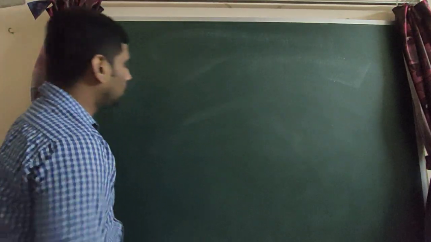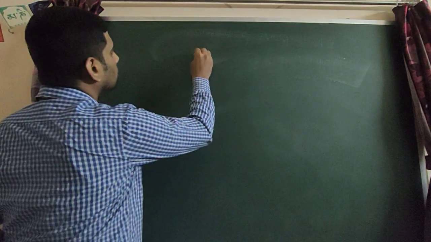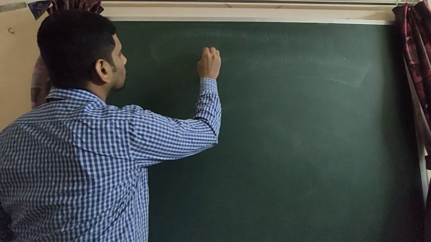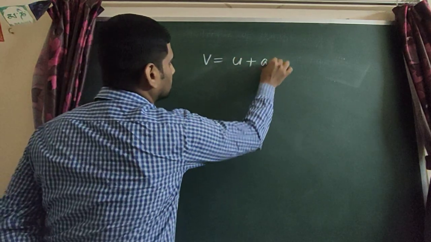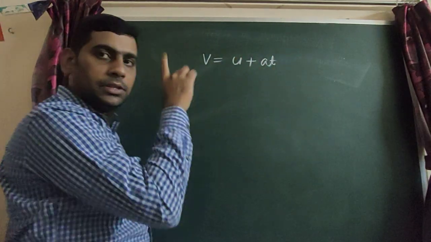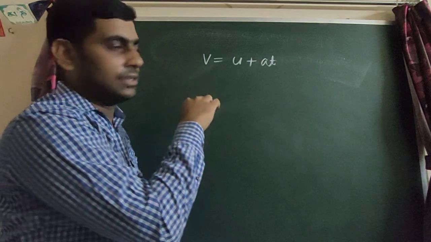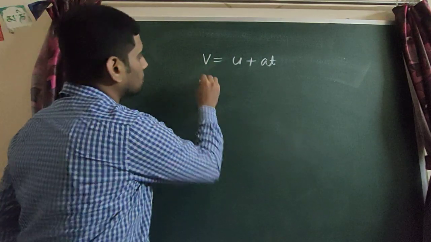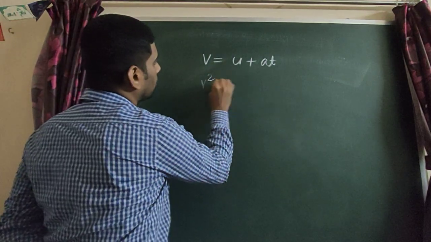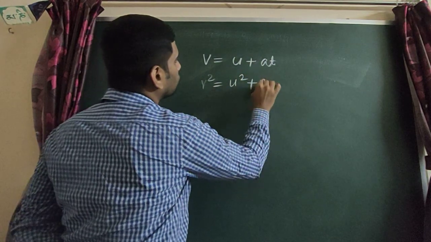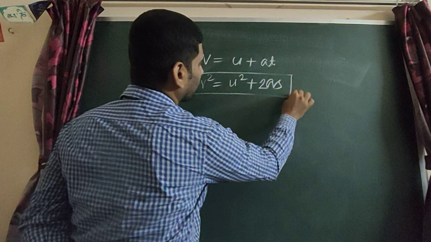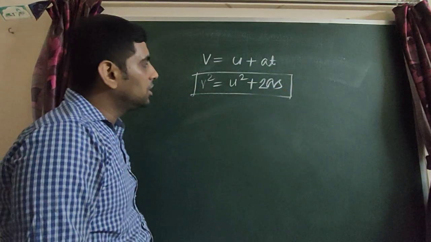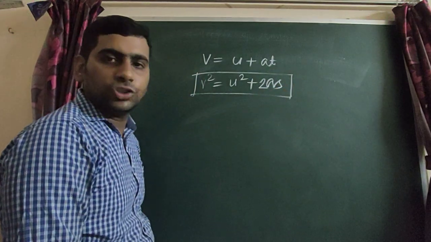Suppose any one equation you take, like V equals U plus at. This one we have discussed in my last class. Today I will show you another one. Suppose V square equals U square plus 2AS. Now whether this equation is correct or not, we can prove it from dimensional analysis.